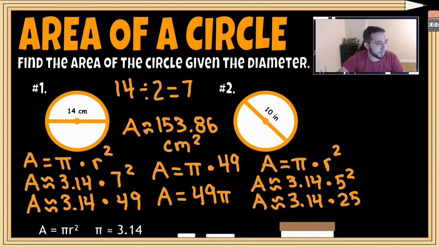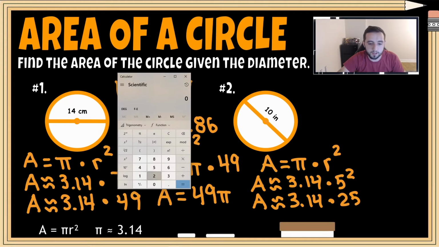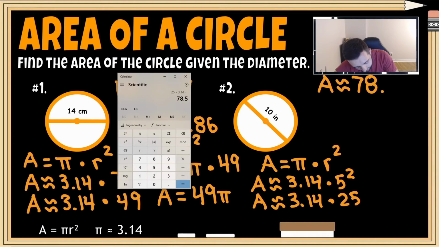And if I take out the calculator again, let's multiply those together. So we have 25 times 3.14, and we get an approximate value of 78 and 5/10. So let's jot that down. We have area is approximately 78 and 5/10. And the units of measurement we're dealing with is inches. And again, make sure that it's squared. So final answer, area is approximately 78 and 5/10 square inches.